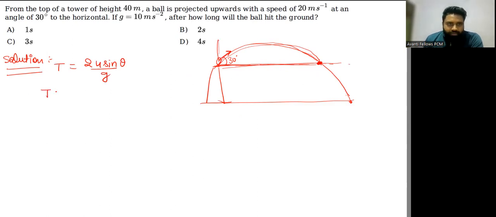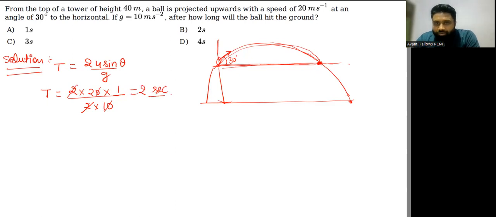Got it? So the time period here is 2 into u, which is 20 meter per second, times sine theta, sine 30, which is 1 by 2, divided by g. So you will have the time as 2 seconds. But this is not the time of the complete journey. If I take this point as A and this point as B, this is the time from A to B. We have to calculate the time for B to this point.